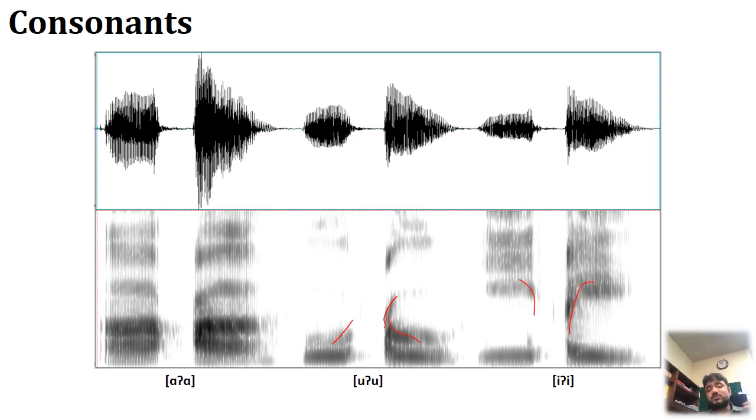So again, not very easy to tell the place, but I won't spend more time on this. I would recommend, if you want to understand how to discern these difficult consonants, you should be reading more of the book.